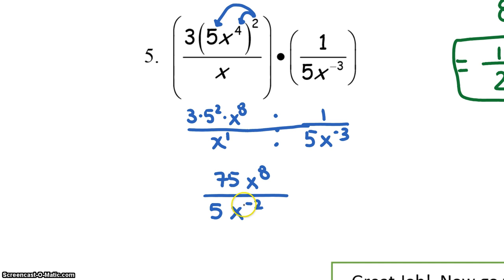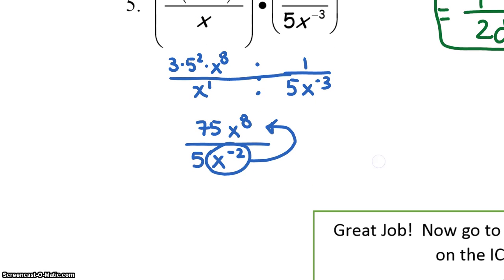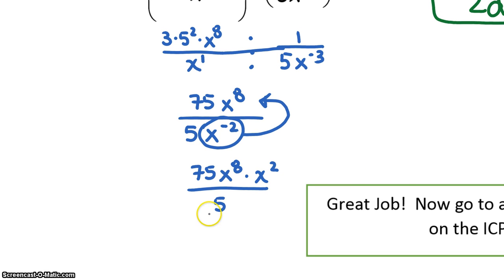Now, hopefully you're going, wait. There's a negative exponent. It has to be moved. So we're going to go ahead and change its location to the top. And we end up getting 75 x to the 8th times x to the 2nd over 5. Now there's one more thing we can do. First, we can simplify 75 divided by 5. And I believe that is 15. And we can combine these x's right here and get x to the 10th power. Alright, and that is our final answer.